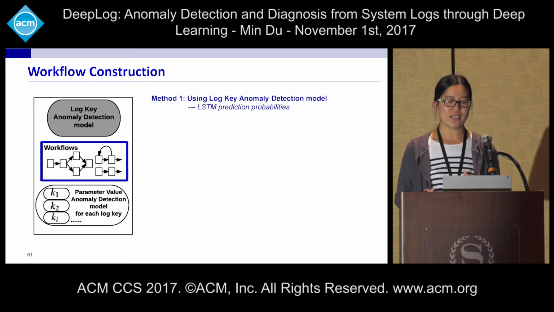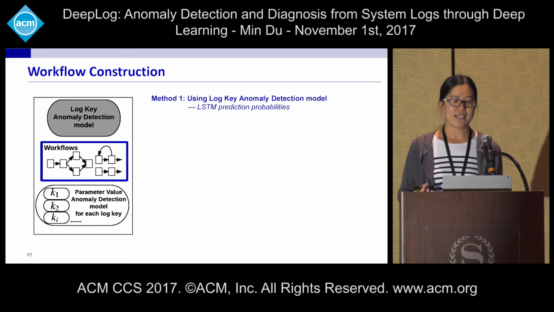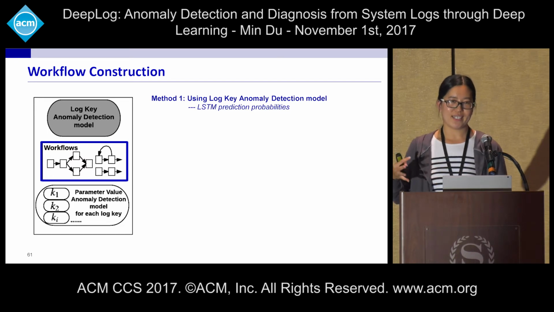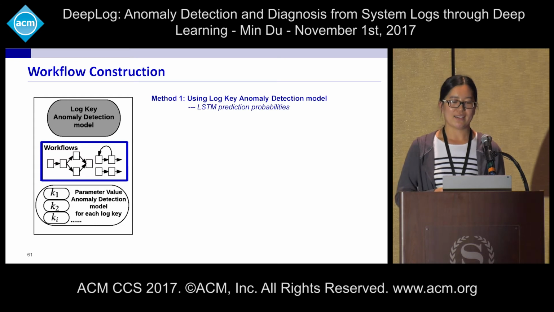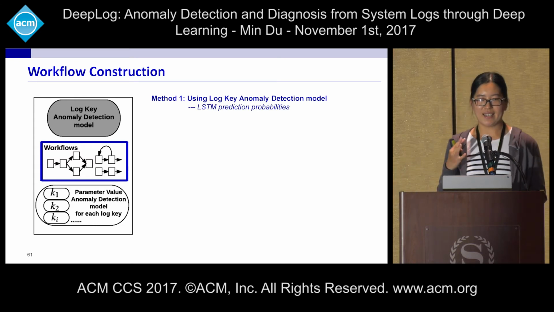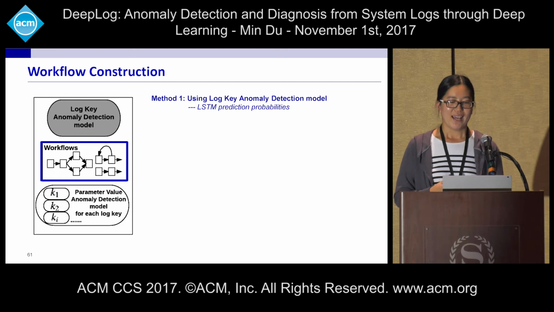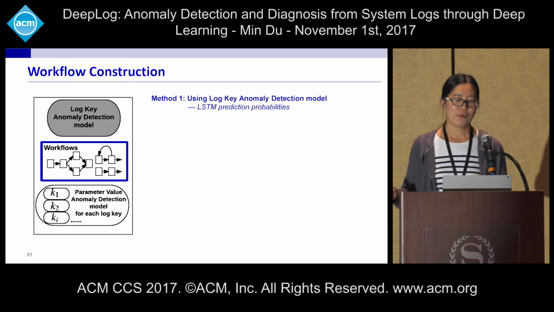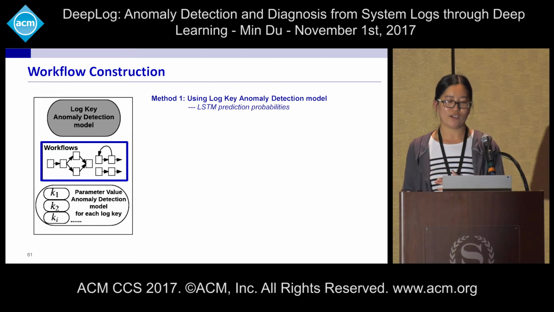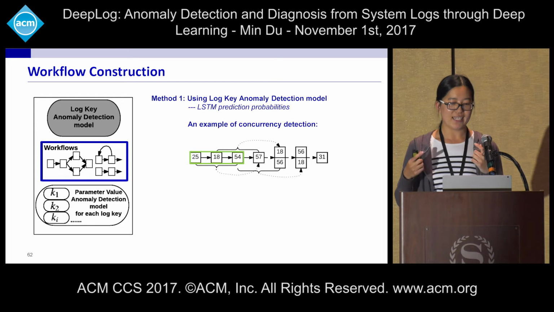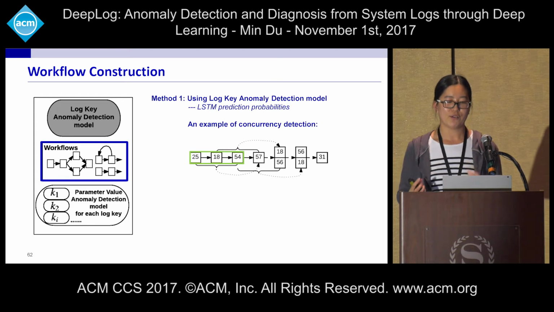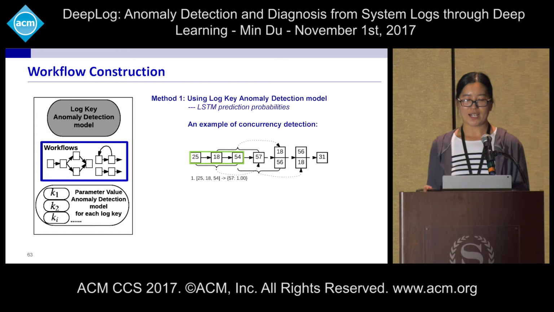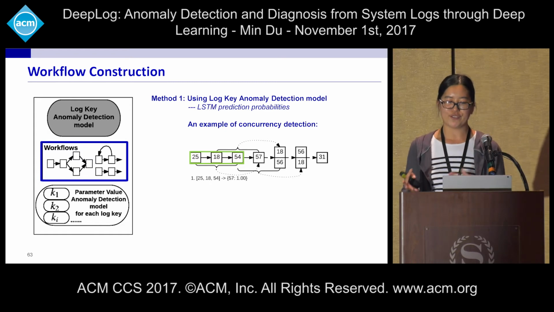The first one is to use our previously trained log key anomaly detection model. We found out that the LSTM prediction probabilities are very useful to hint where this direction should go in the execution path. So for example, this is an example of concurrency detection. The first three log keys are 25, 18, and 54. We input this history window into our trained model, and we find out that the output is 57 for 100%. So we know that there is a direct path from 54 to 57.